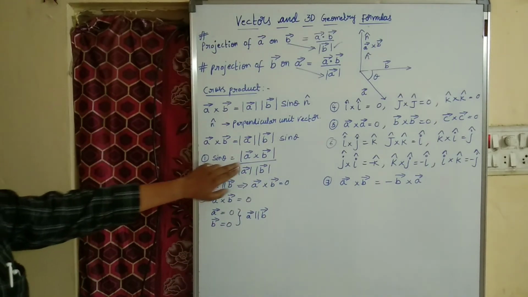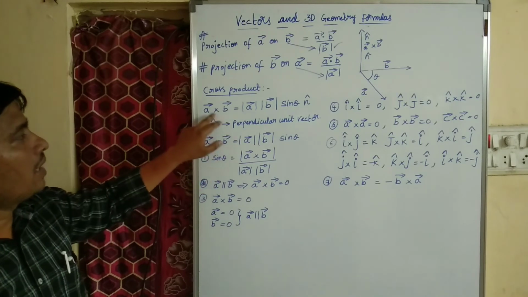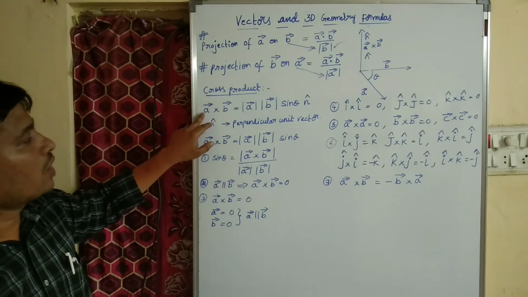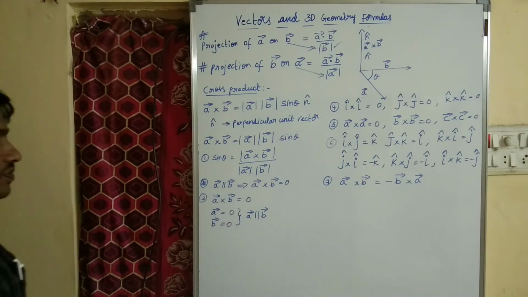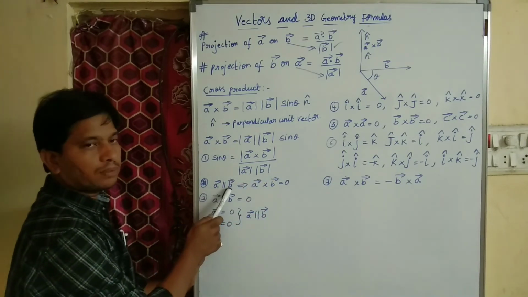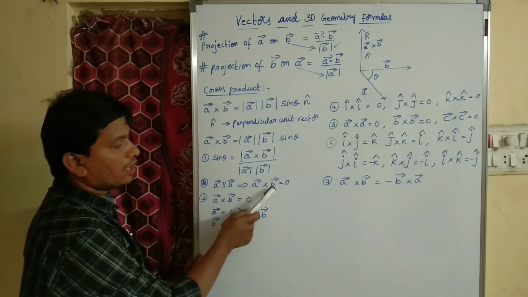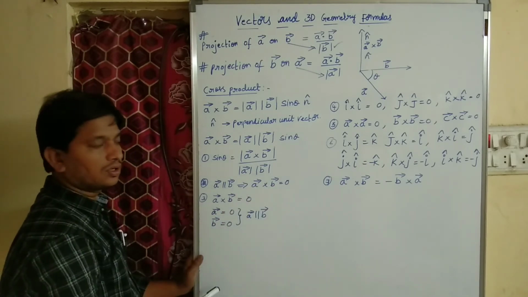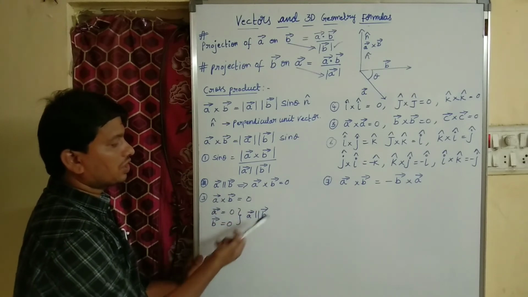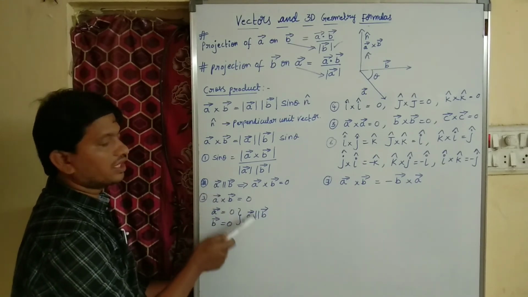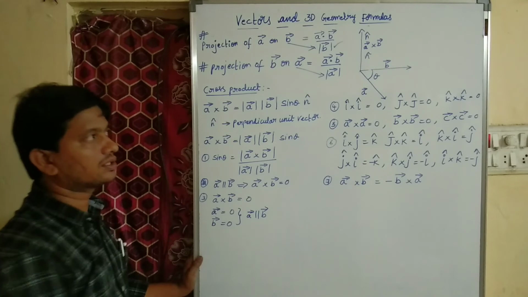So sin θ, if you want, equals modulo of a × b by modulo of a into modulo of b. If a is parallel to b, then their cross product a × b equals 0. Now reverse, a × b equals 0, then a = 0 or b = 0, or we say that the two vectors are parallel vectors.